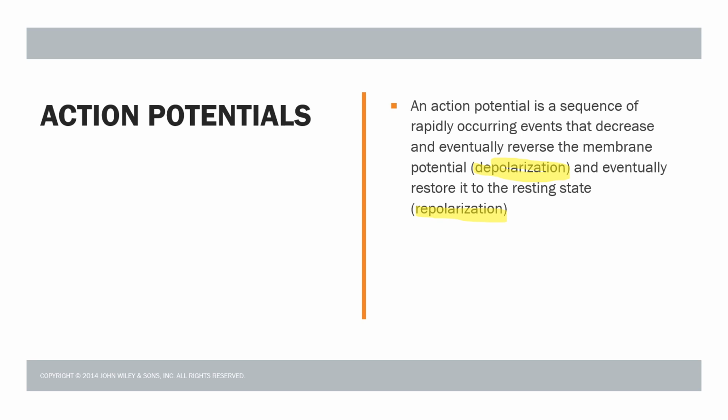During the depolarizing phase, the negative membrane potential becomes less negative, it reaches zero, and then it becomes positive. During the repolarizing phase, the membrane potential is restored back to its resting state of negative 70 millivolts.